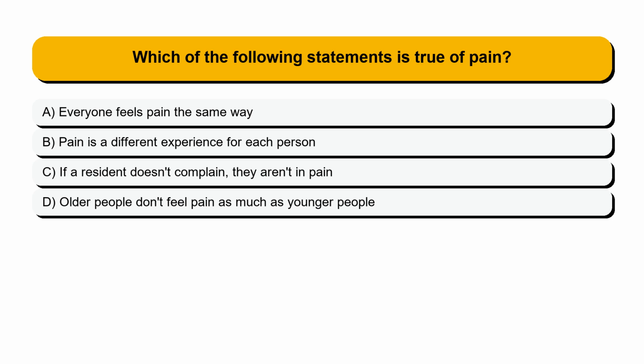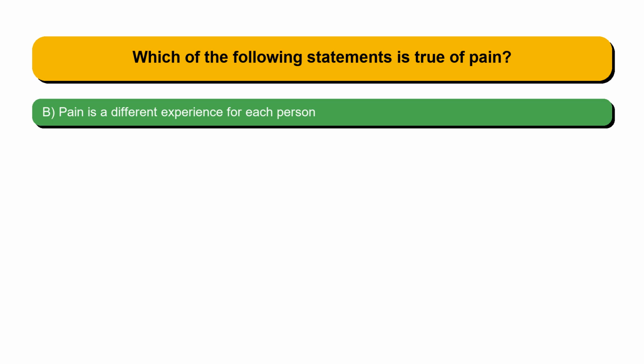Question 95. Which of the following statements is true of pain? Option A, everyone feels pain the same way. Option B, pain is a different experience for each person. Option C, if a resident doesn't complain, they aren't in pain. Option D, older people don't feel pain as much as younger people. The correct answer is option B, pain is a different experience for each person.